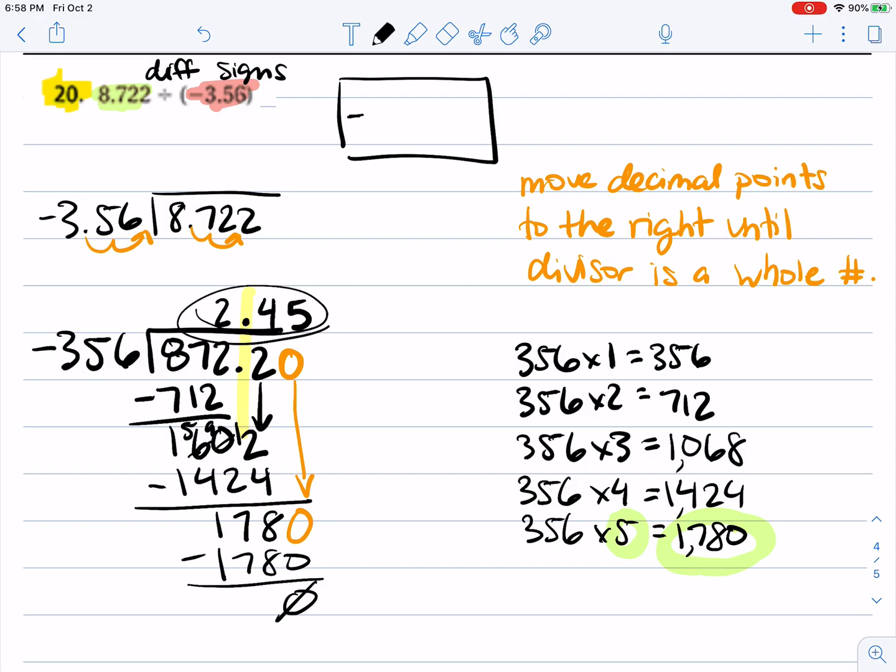So our answer is 2.45. We remember in our answer box that this needs to be a negative answer. So our answer is negative 2.45.